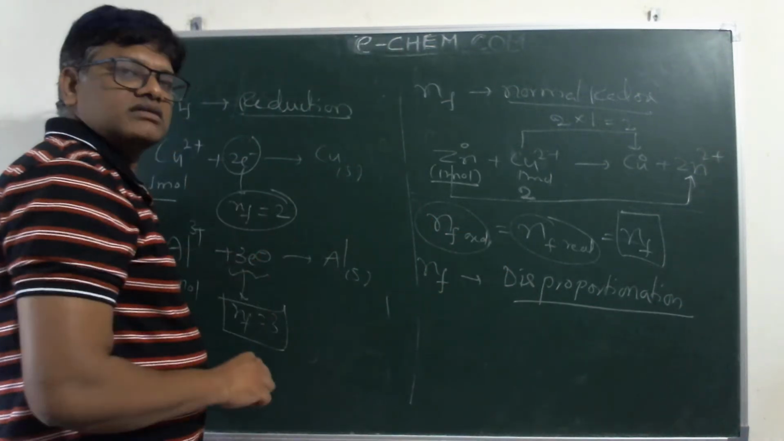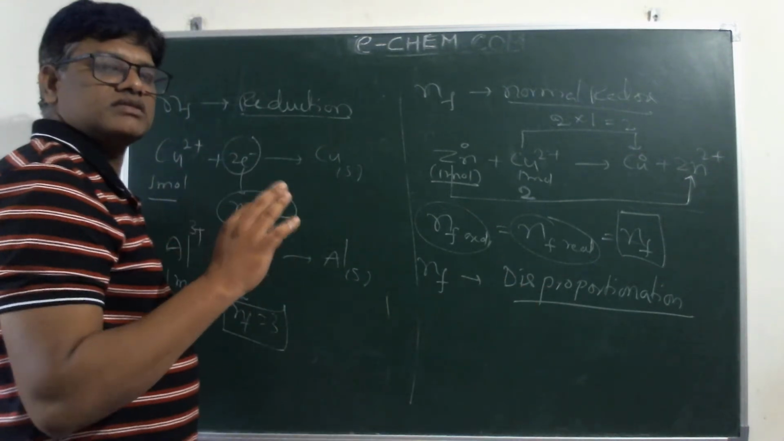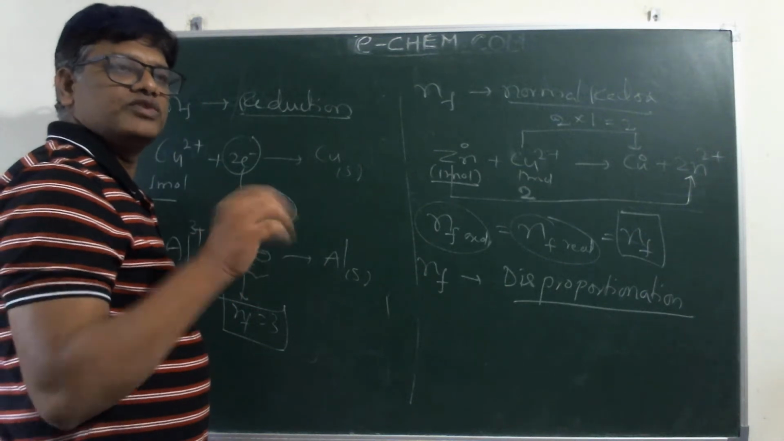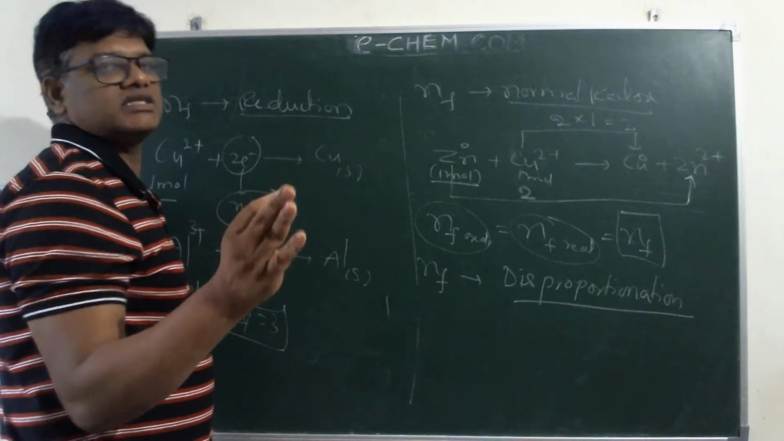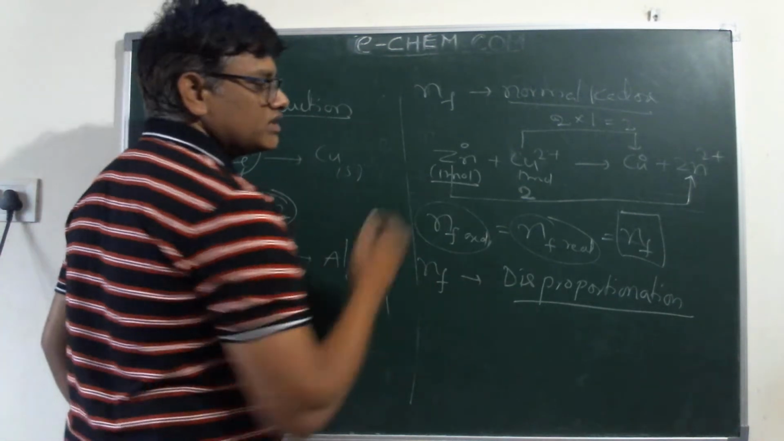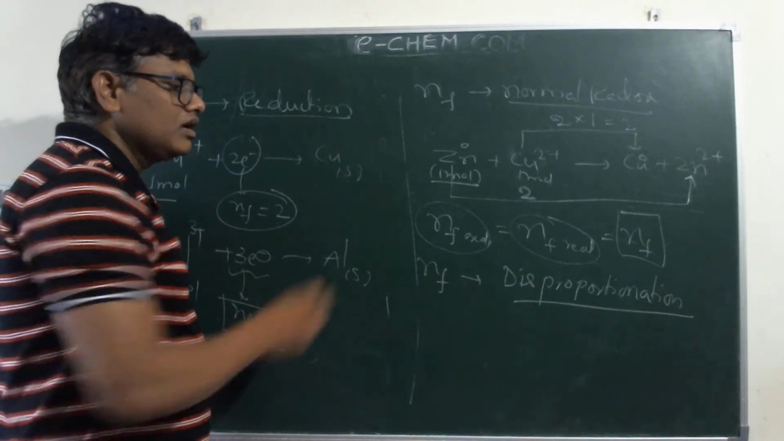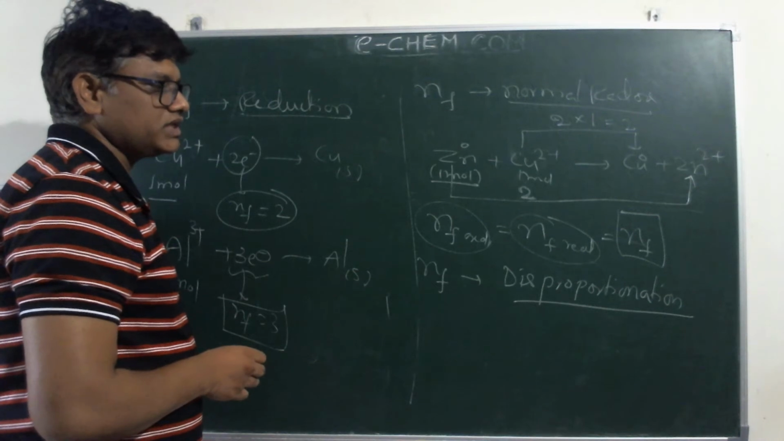A disproportionation reaction is a reaction in which a single element shows 3 different oxidation states and undergoes both half reactions, oxidation as well as reduction. Such reactions we call disproportionation reactions. Let's take one example of how to calculate the n factor for disproportionation reactions.